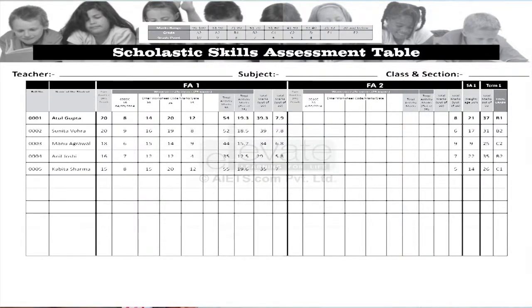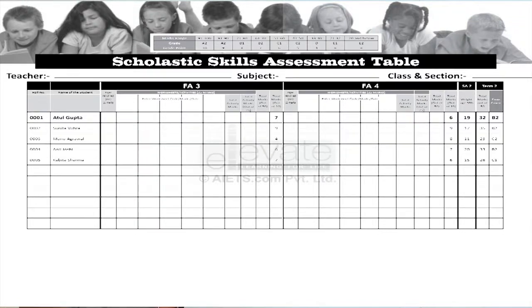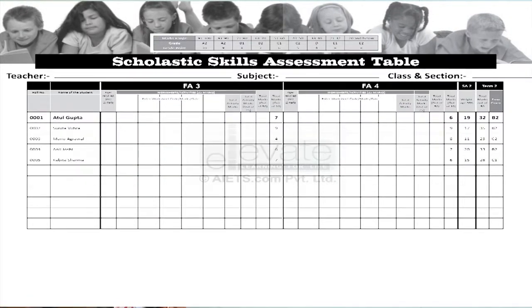for term 1. In term 2 we are seeing FA3, FA4. Atul Gupta is getting 7 marks out of 10 for FA3. He is getting 6 marks out of 10 for FA4, 19 marks for SA2 out of 30, and out of 50 he gets 32, and the grade is B2 for term 2.